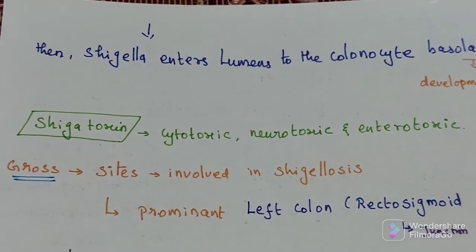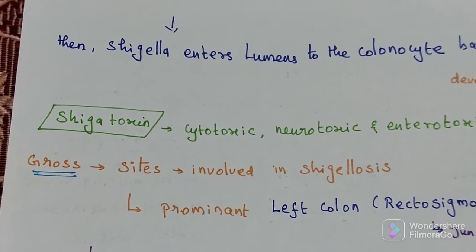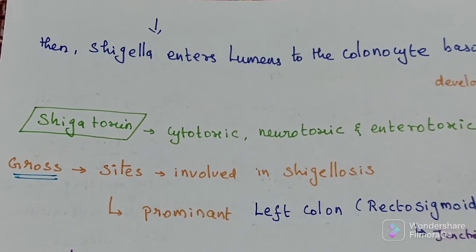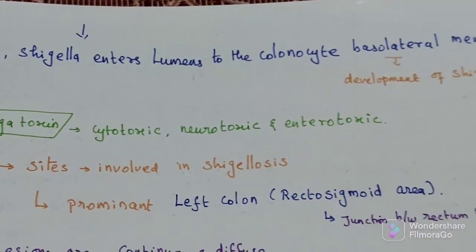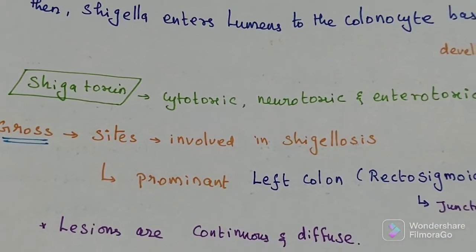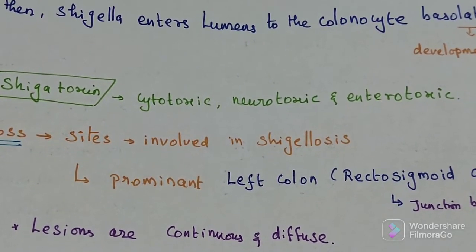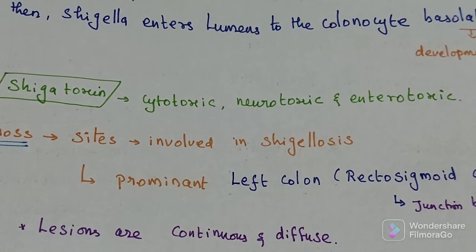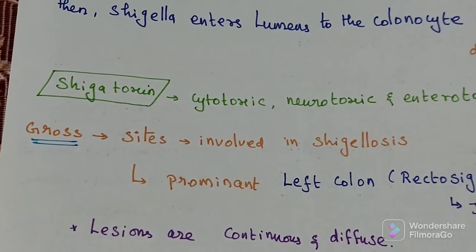Shigella produces a toxin called Shiga toxin. This Shiga toxin is cytotoxic, neurotoxic and enterotoxic. That is, cytotoxic to cells, neurotoxic to neurons and enterotoxic to the intestine. This is Shiga toxin.